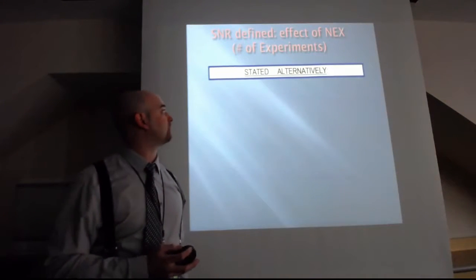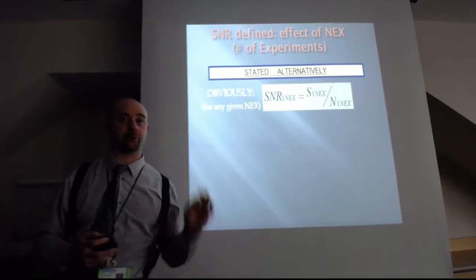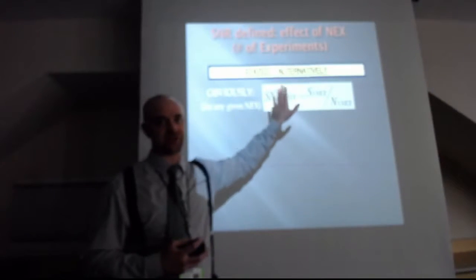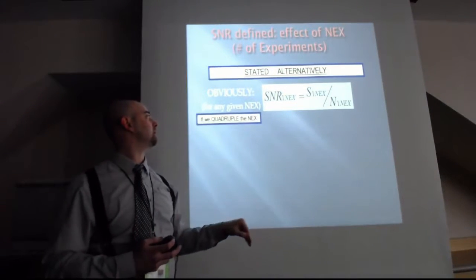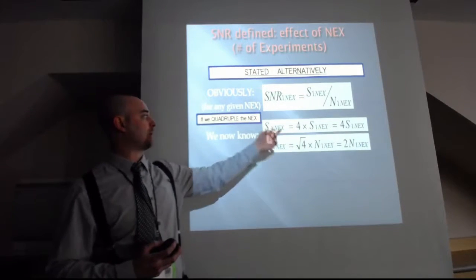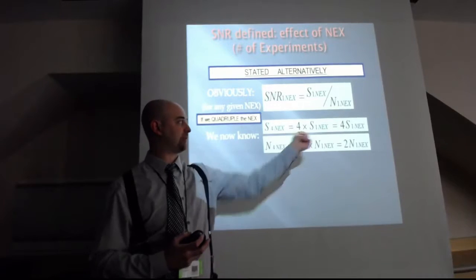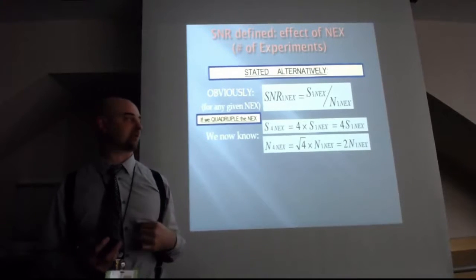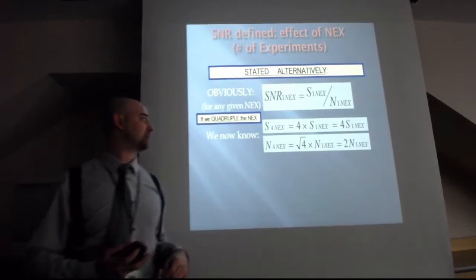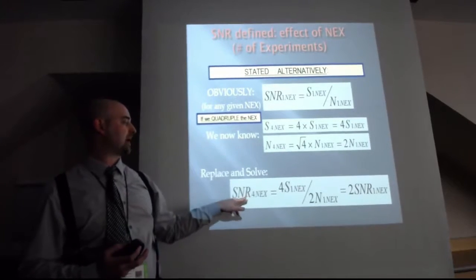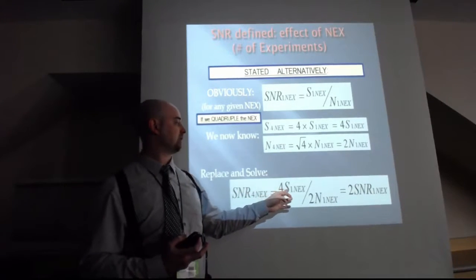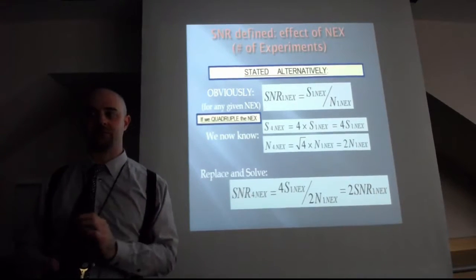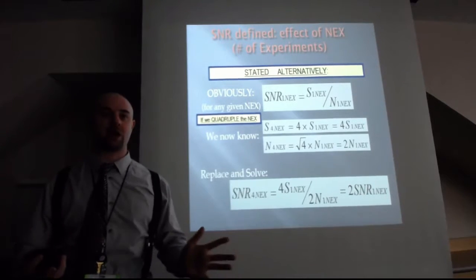Okay. So, stated alternatively, this is the actual math based on our observations, right? SNR for 1 NEX is just the signal divided by the noise for that experiment. And if we quadruple it, we've shown that the signal is 4 times the signal of 1 NEX, and the noise is the square root of 4 times the noise of 1 NEX. So signal is quadrupled, noise is doubled. If you replace right there, that means the signal-to-noise at 4 NEX is 4 over 2 times the signal-to-noise ratio of 1 NEX, right? So it's going to be a factor of 2. Notes for the more mathematically inclined to prove that this does work.